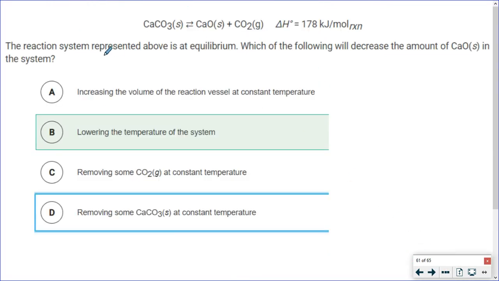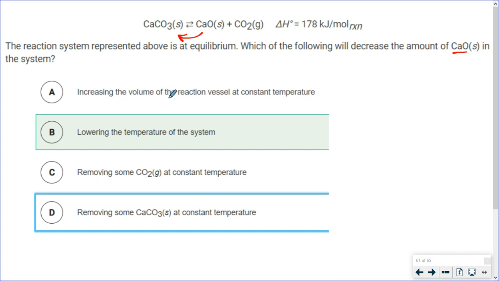Our next problem: the reaction system represented above is at equilibrium. Which of the following will decrease the amount of calcium oxide in the system? Well, I'm going to go through these one by one, just so you can see what would happen for your shifts. If we want to decrease the amount of calcium oxide in the system, we want a shift to the left. And to get a shift to the left, there's a handful of ways we can do that, but let's just evaluate the ones that are given to us.